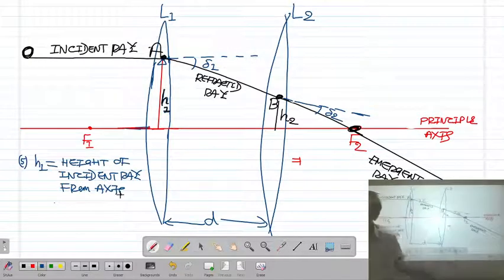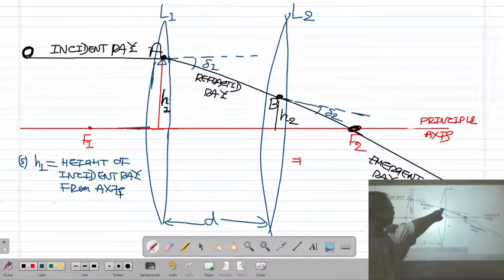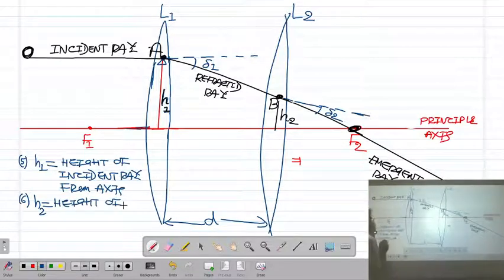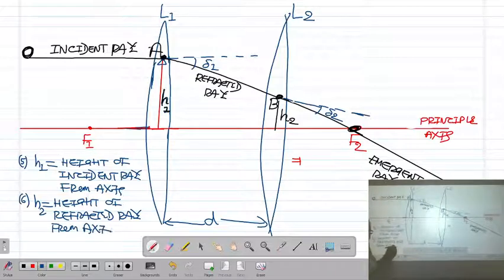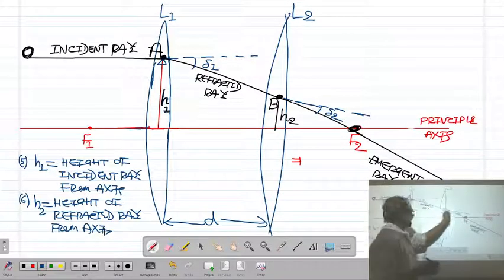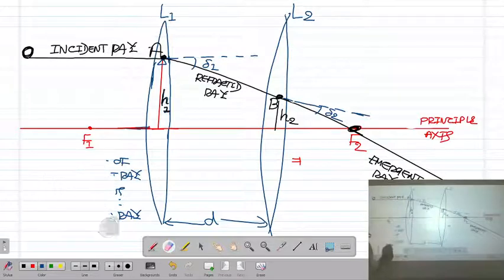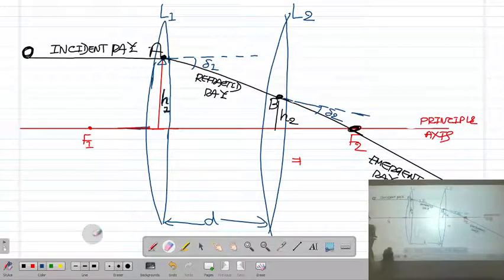What is H2? H2 is the height of the refracted ray from the axis. So H2 is the height of the refracted ray from the axis. Okay. Now, next, what are delta 1 and delta 2?